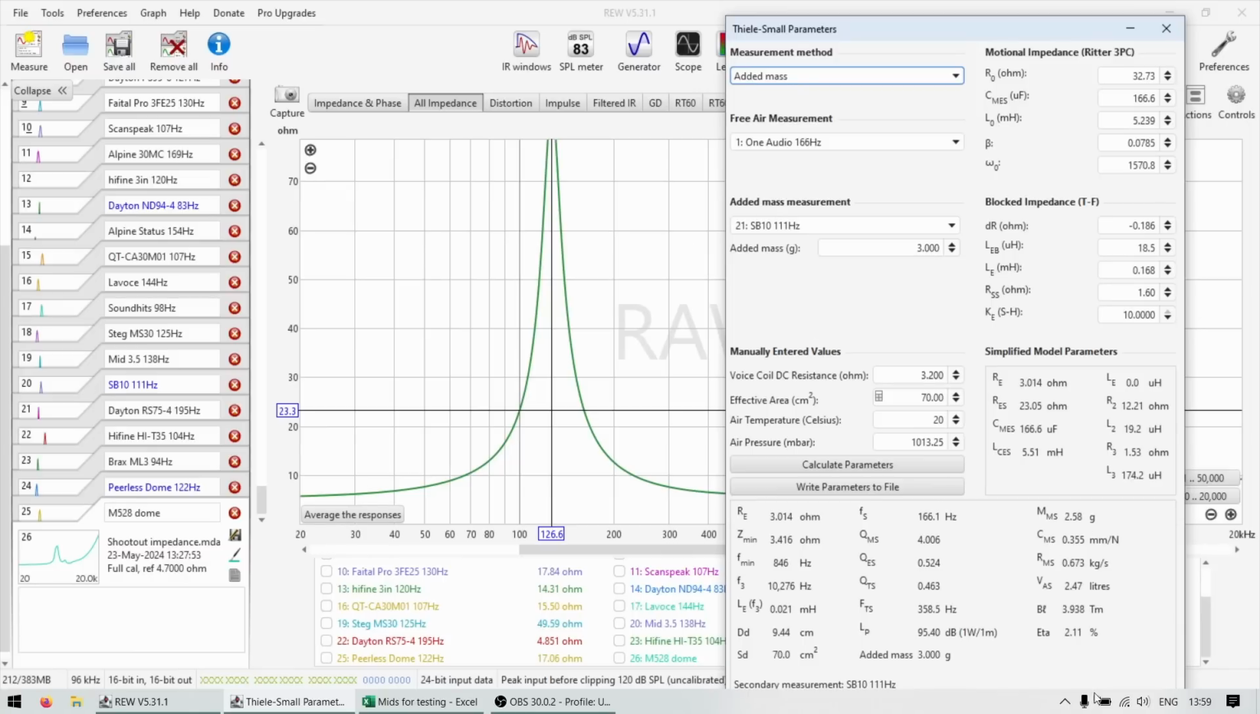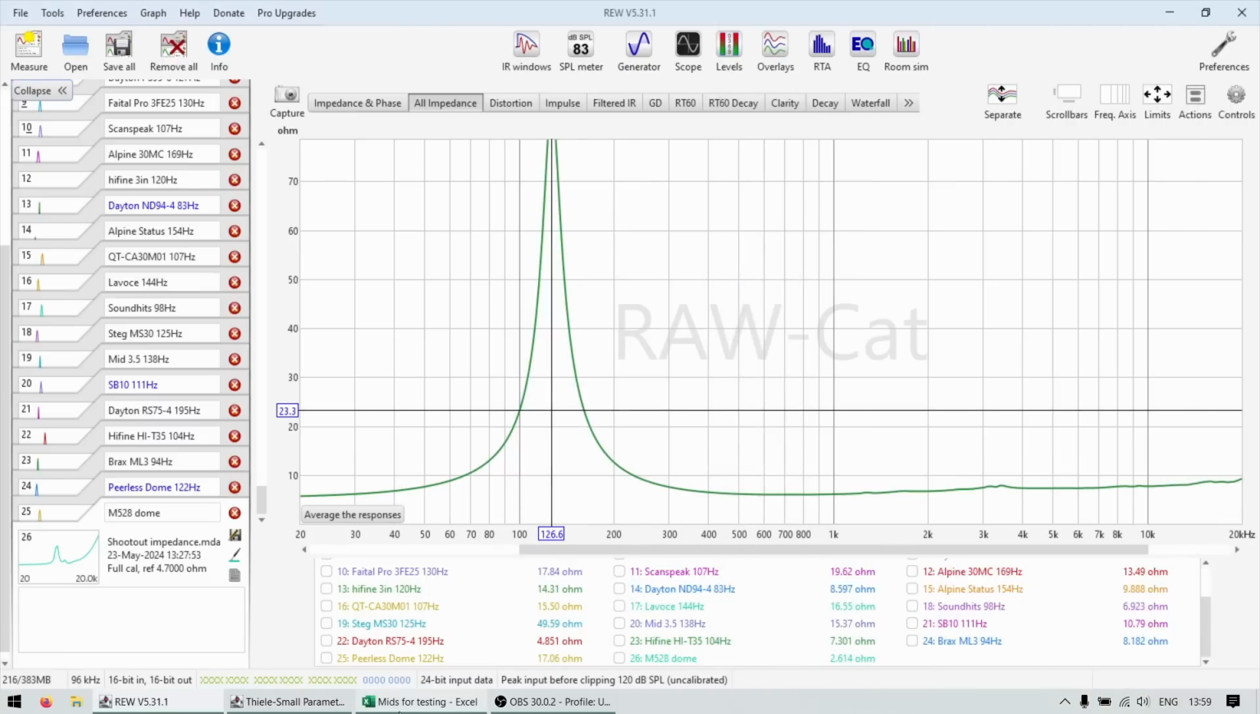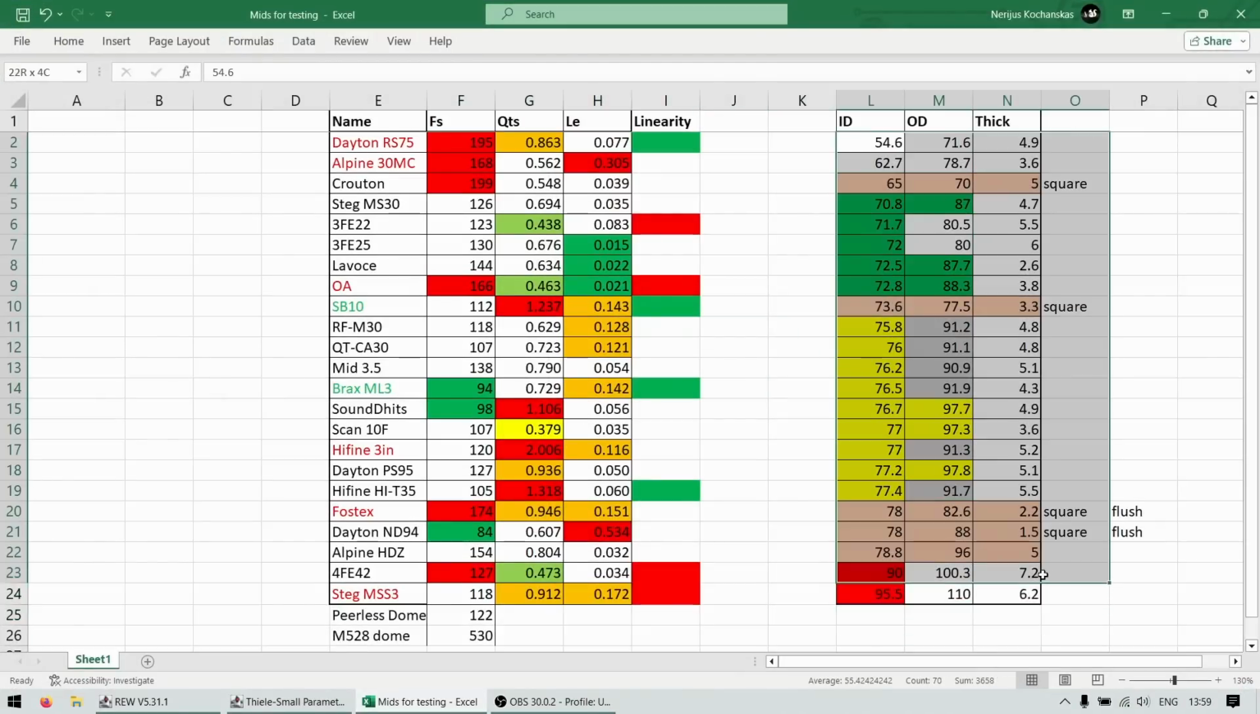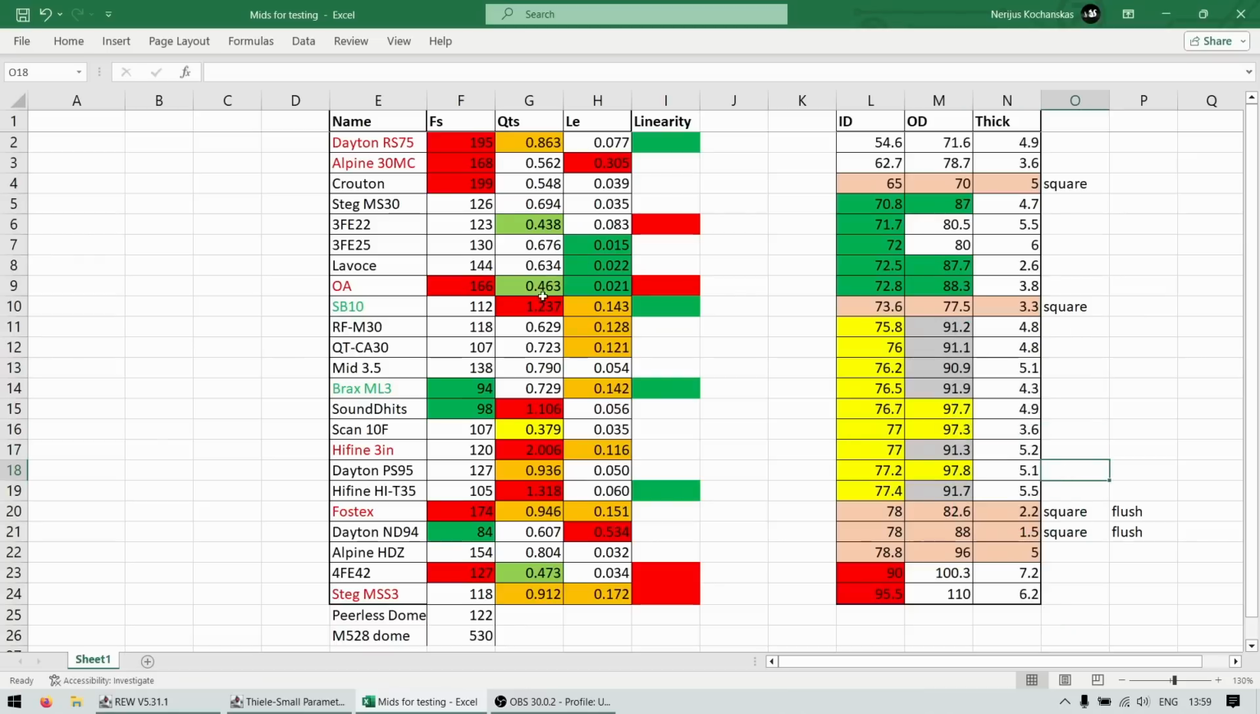But I don't want any of those measurements. I don't need those parameters. I'm interested only in the FS, QTS, and LE. So I took these three numbers for every single driver, and I've put them in this table. I made this for the physical measurements of the drivers, and I'm keeping the same order.